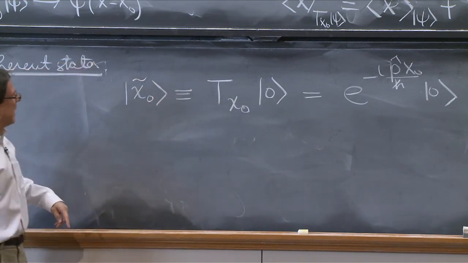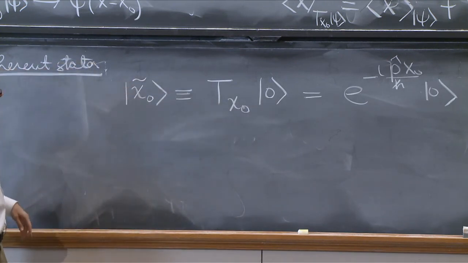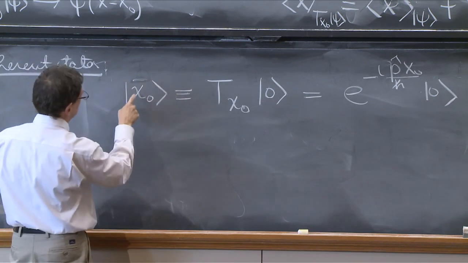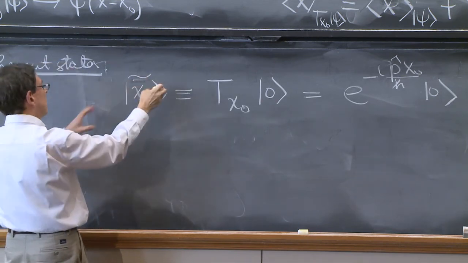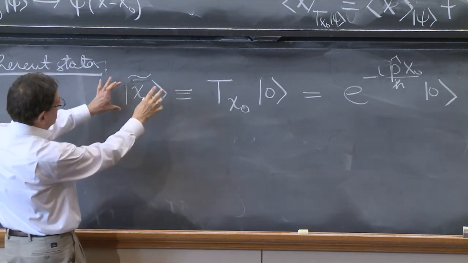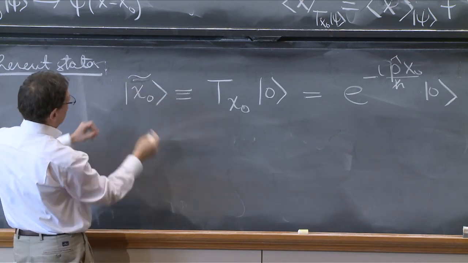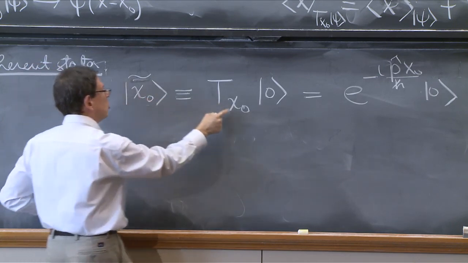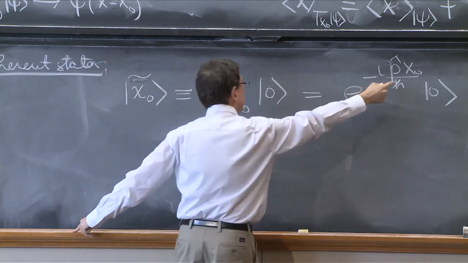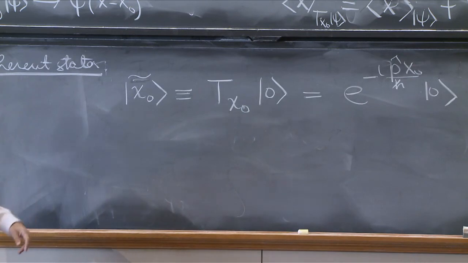A little misleading. I'll put a tilde over the state. You could say it's a tilde over the x, but it really, morally speaking, is a tilde over the whole state. It means that there's an x0 here used for a translation operator that appears here. So that's the state x tilde 0.